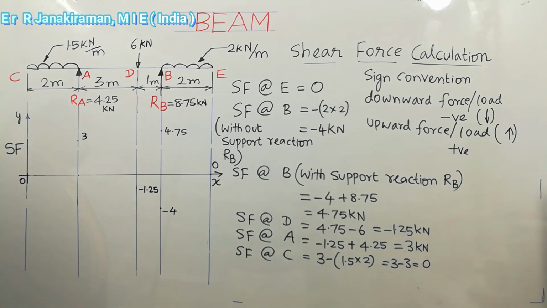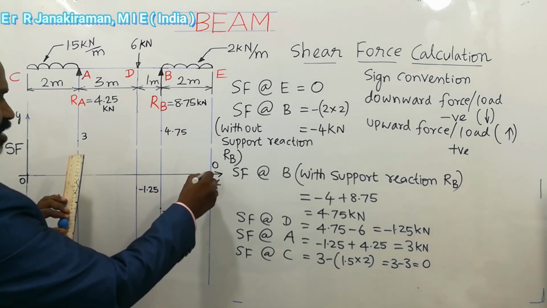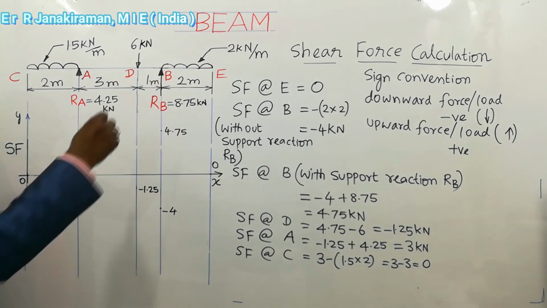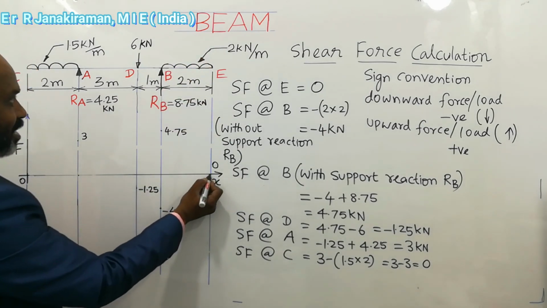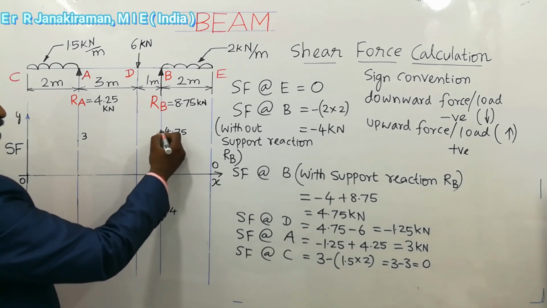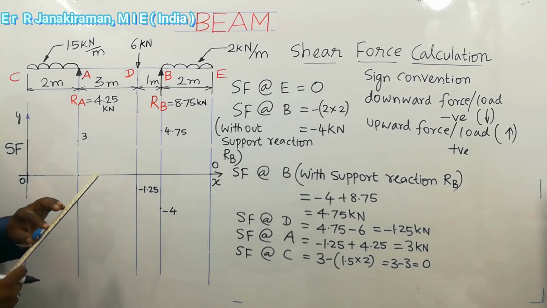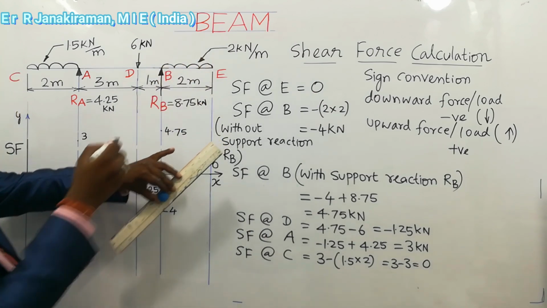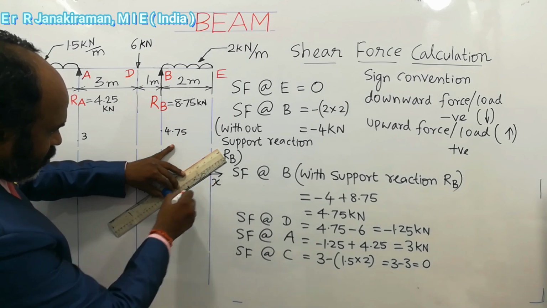Okay, so now using your freehand scale, 0 has come here. Wherever there is a UDL, an inclined line comes in the shear force diagram. So 0 here. Next at point B, minus 4, next 4.75, then at point D, minus 1.25. Okay, so we join all those points. So in the shear force diagram, if there is a uniformly distributed load, the shear force diagram will be an inclined line, that you have to remember.